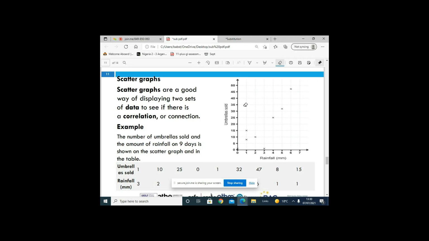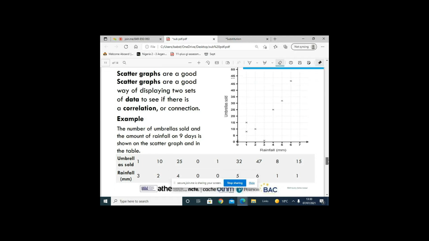So for example, look at this example. The number of umbrellas sold and the amount of rainfall in 9 days are recorded. It's shown on the scatter graph. So this is the umbrellas sold. For example, the rainfall was 3 millimeters, the umbrellas sold is just 1. When the rainfall was 2, the umbrellas sold was 10. When it's 4, 25. When the rainfall is 0, there's no umbrella sold.